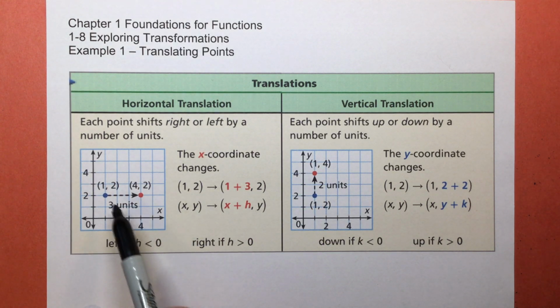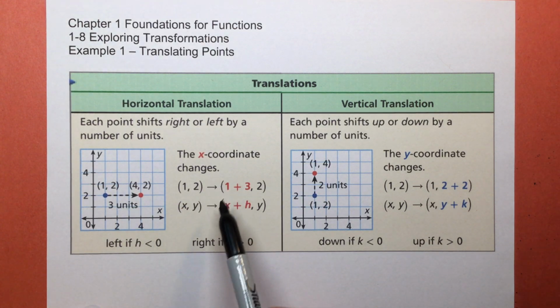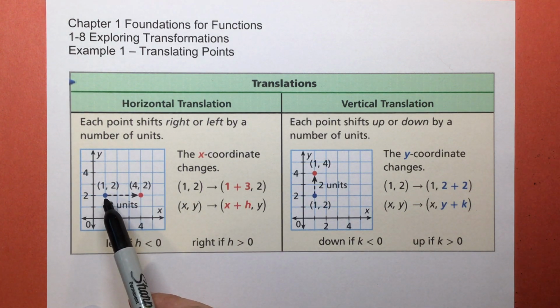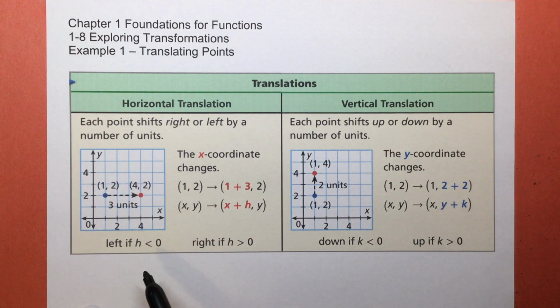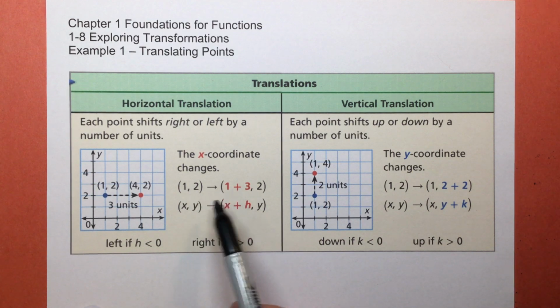And that's all that you're going to do. You're going to slide it to the right or to the left. So for this example that we have here, you get the point (1, 2), and we're just going to slide it or shift it. Some teachers use the word shift. We're going to shift it to the right by 3 units. So I add 3 to the 1, and I end up with the point (4, 2).